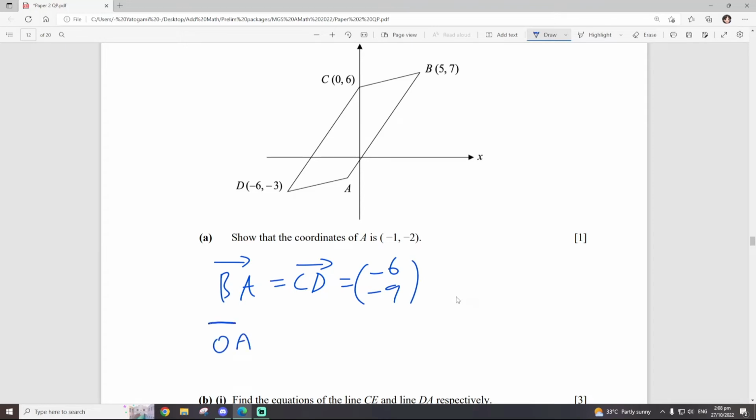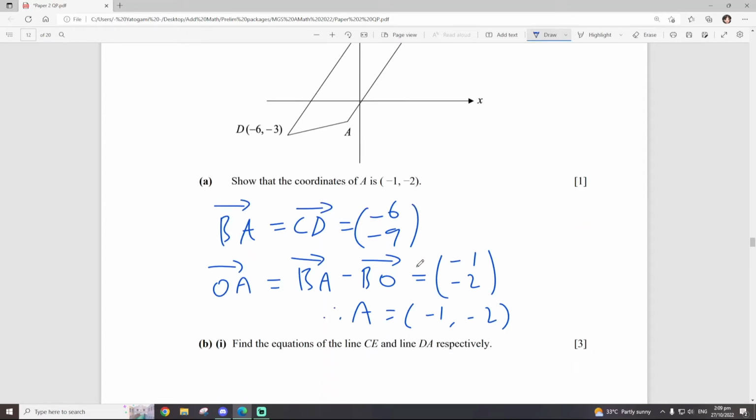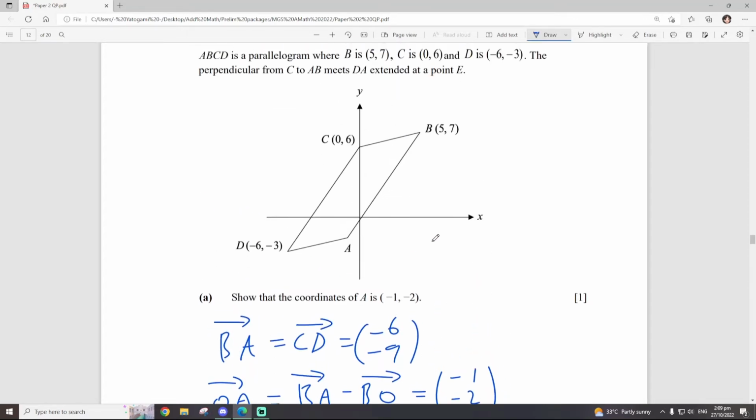So OA is BA minus BO, which is -6. Now BA minus BO is the same as plus OB, so we can write -1, and -9 plus 7 is -2. So therefore A equals -1, -2. Okay. Find the equations of lines CE and DA. Okay, what is E?